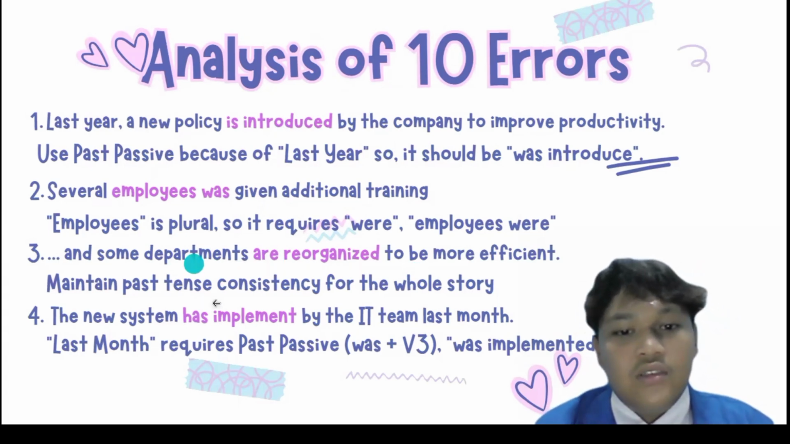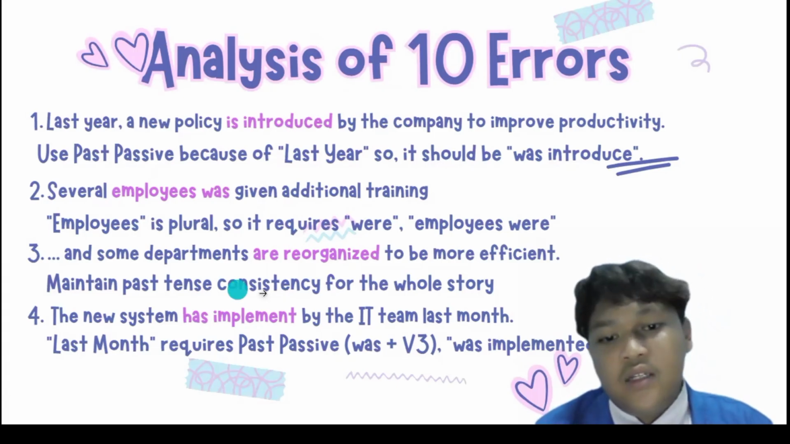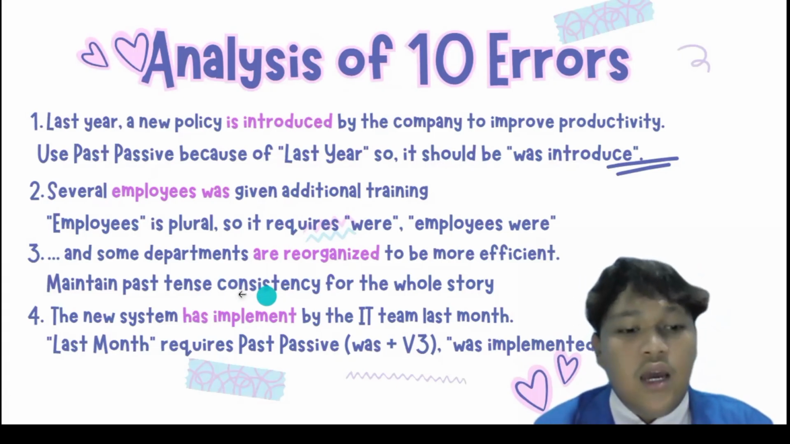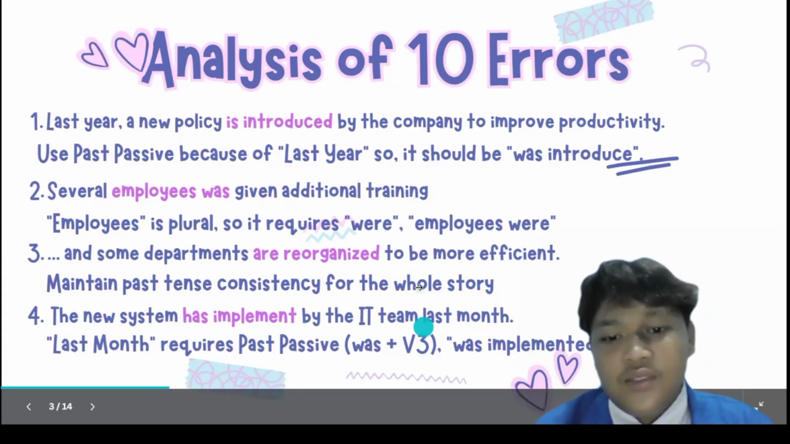Maintain past tense consistency for the whole story. And number four: "The new system has implemented by the IT team last month." Last month requires the past passive, was plus past participle, so it should be "was implemented."